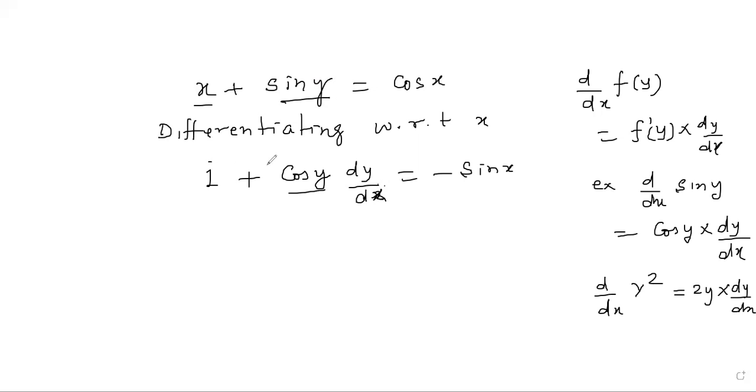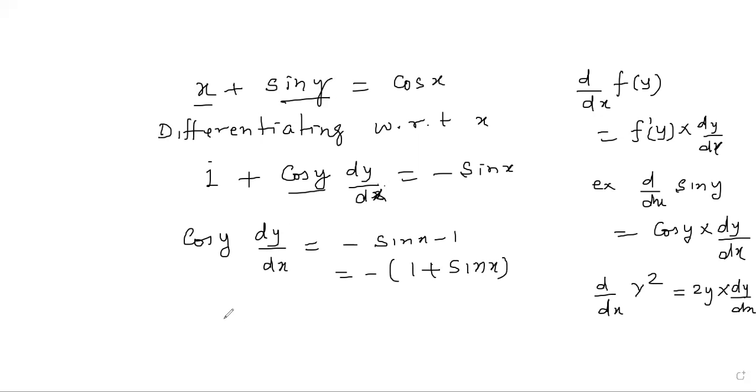So we take this 1 to RHS. So cos y dy by dx becomes minus sin x minus 1, or minus 1 plus sin x. So dy by dx will be equal to minus 1 plus sin x divided by cos y. Now, next question.